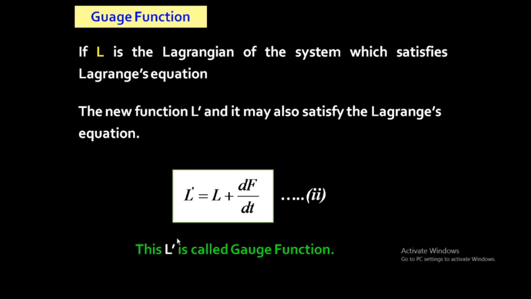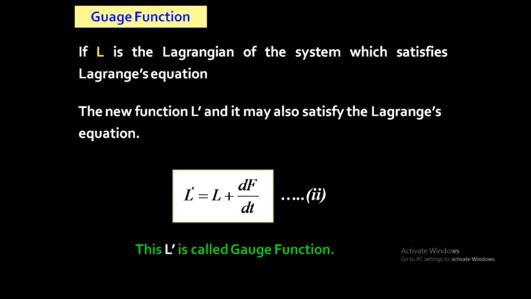If someone asks you what is a gauge function, you have to define it: L dash is equal to L plus df by dt. If in the Lagrangian I add df by dt, then it becomes a gauge function, and f is nothing but an arbitrary function.